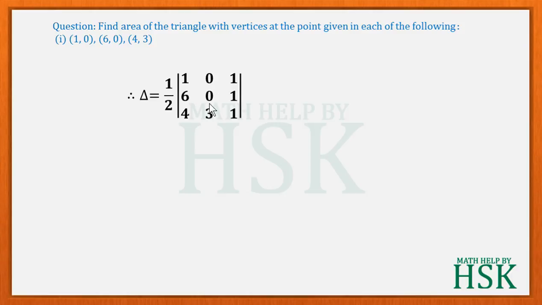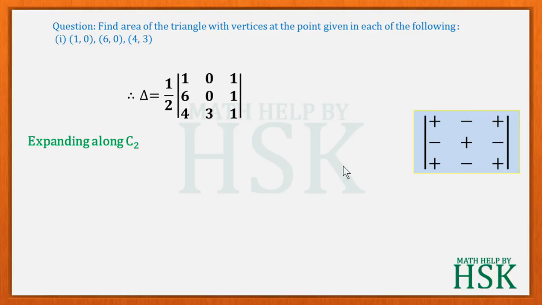We expand along that row or column which has the maximum number of zeros, so the calculation becomes easy. So we are going to expand this determinant along the column C2, and the signs in the expansion are in the order minus, plus, minus for column C2. So the area of the triangle is equal to 1 by 2 times minus 0, because 0 into the determinant obtained after removing the row and column would again be equal to 0.